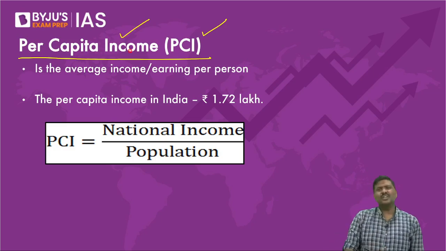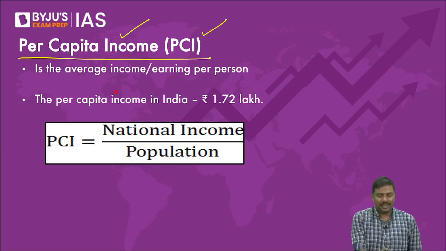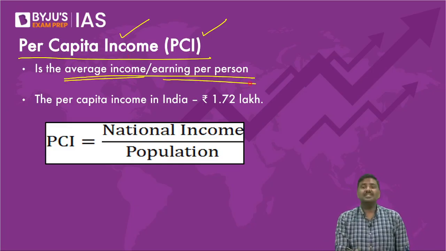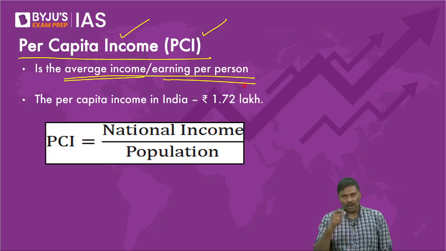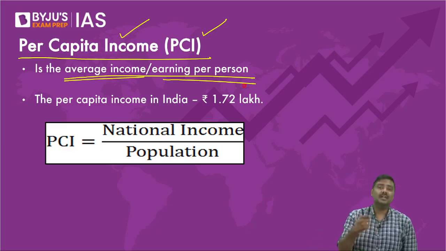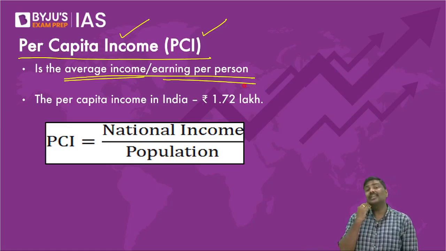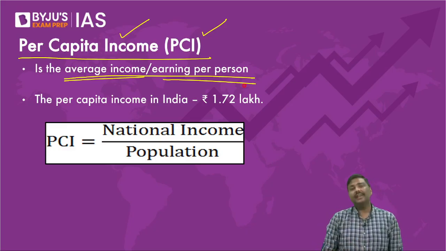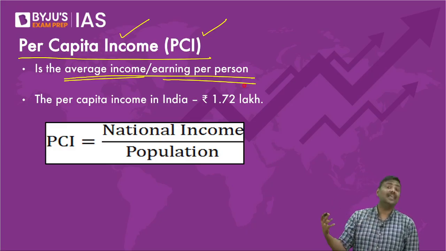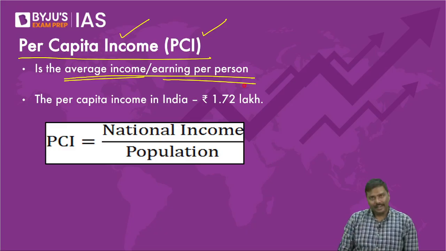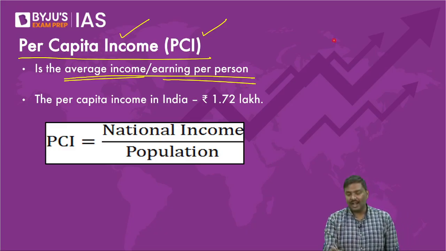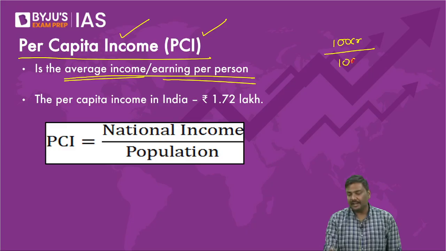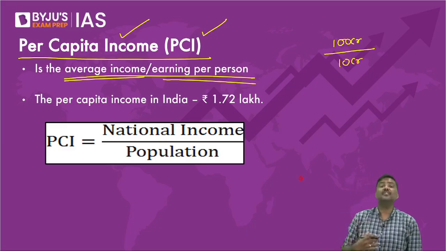Understand this: what is the meaning of per capita income? Per capita income is nothing but, on an average, how much is the earning per person? Sir, what do you mean by earning per person? I'll give a very simple example. Imagine India's net national income is 100 crore rupees, and there are 10 crore citizens in India. There are 10 crore nationals of India.